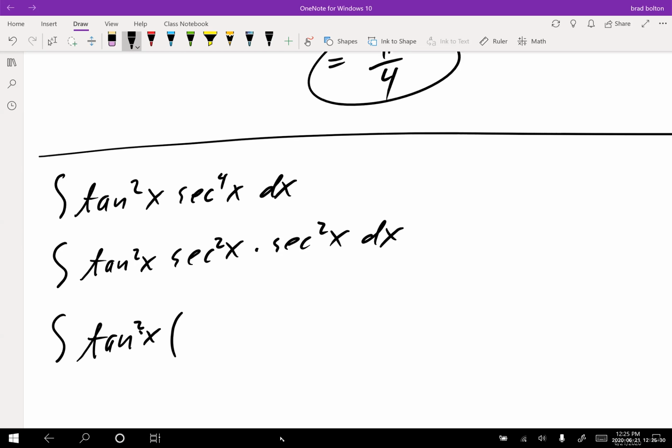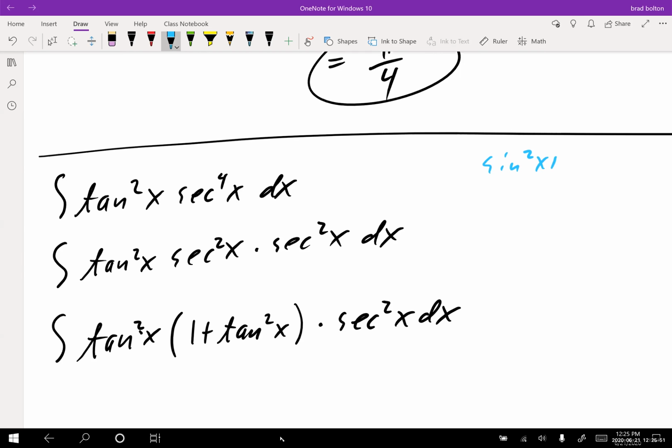And I'm going to rewrite this as 1 plus tan squared x times secant squared x dx. There's other ways you can do it. You can try to do u sub right off the bat and then substitute in. It's just preference. I prefer to do all this and then u when I'm done. To remind you, all I'm doing is sine squared x plus cosine squared x equals 1.